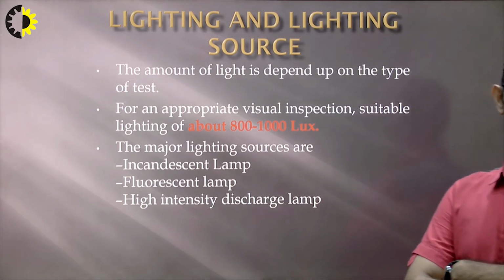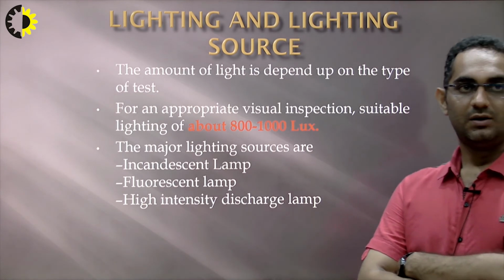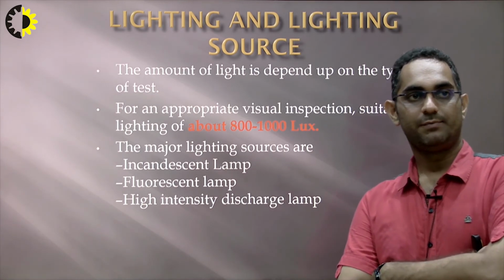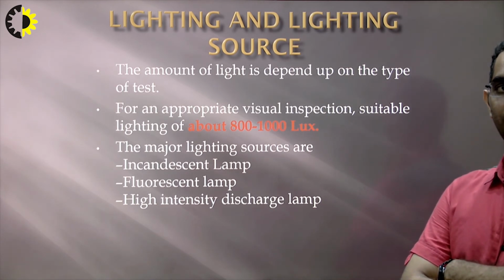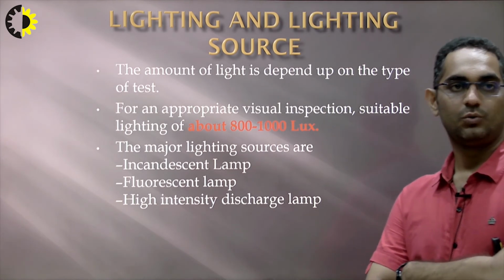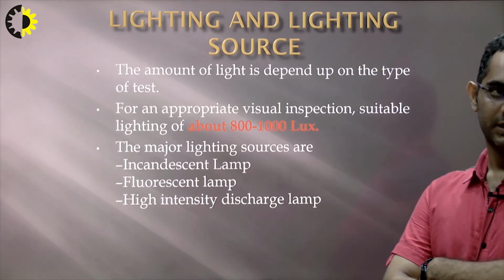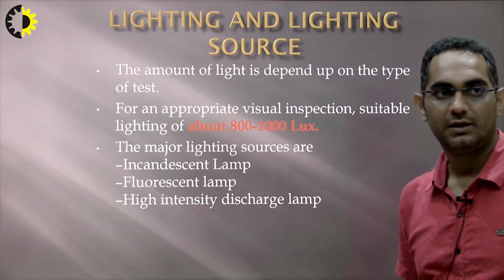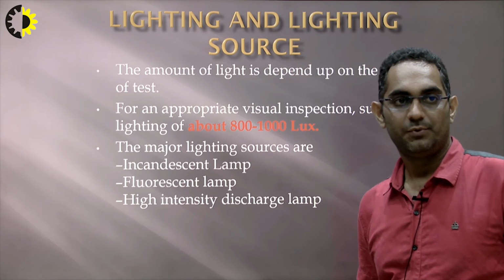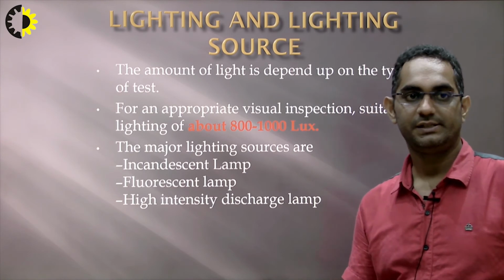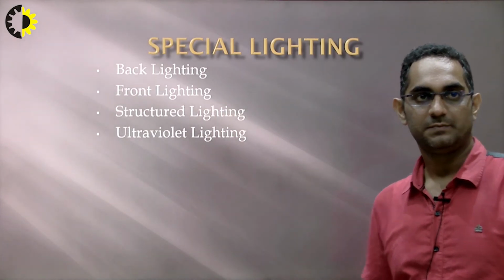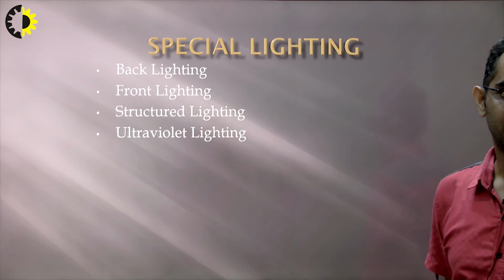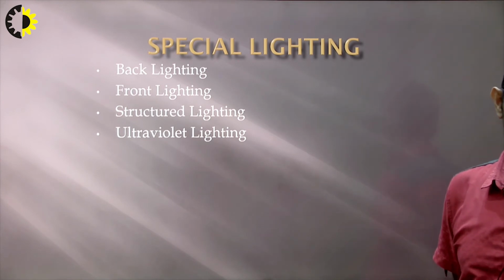Then lighting and lighting sources. The amount of light depends upon the type of test. For an appropriate visual inspection, suitable lighting is about 800 to 1000 lux. The major lighting sources are incandescent lamps, fluorescent lamps, and high intensity discharge lamps. Then special lightings are like backlighting, front lighting, structured lighting, and ultraviolet lighting.